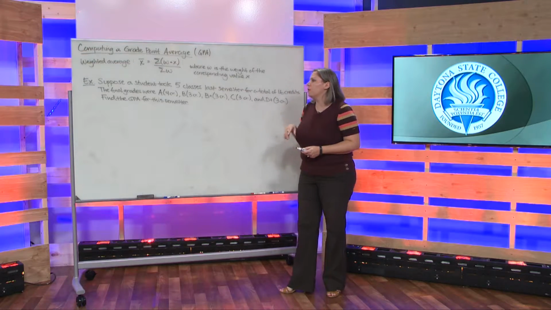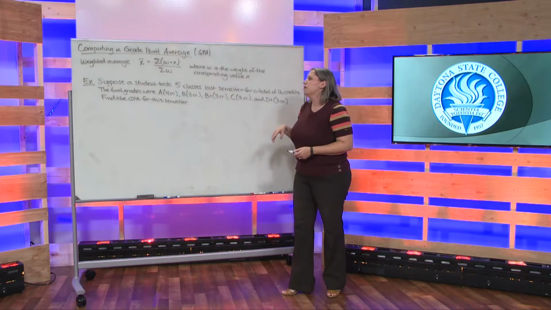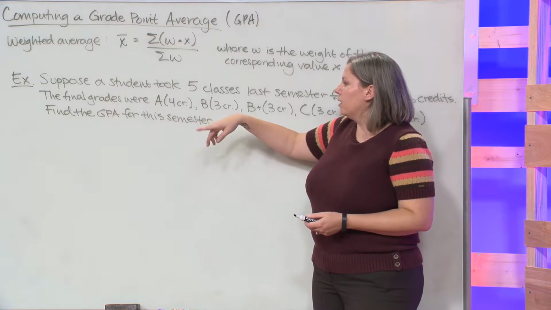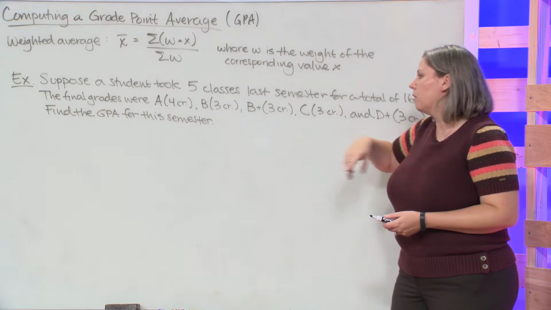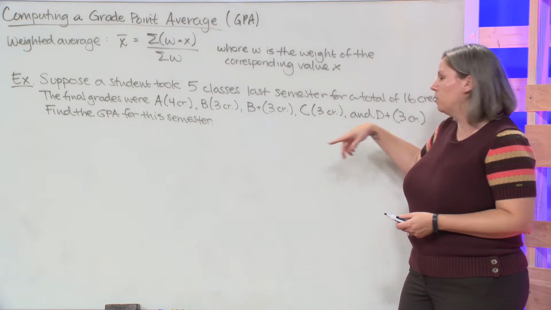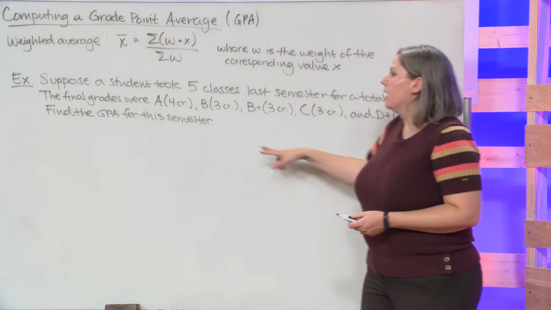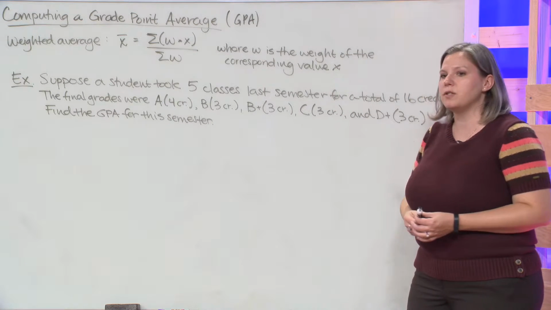So here's my example. Suppose a student took 5 classes last semester for a total of 16 credits. The final grades were: an A in a 4-credit class, a B in a 3-credit class, a B plus in a 3-credit class, a C in a 3-credit class, and a D plus in a 3-credit class. And the question, of course, asks us to find the GPA for this semester.